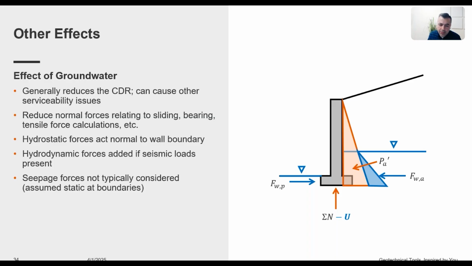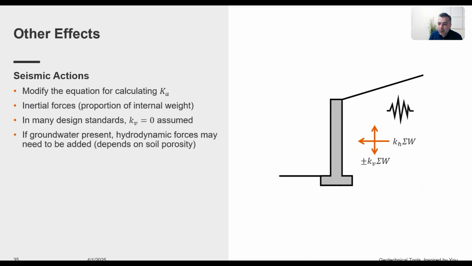There are other effects, for example, the effect of groundwater. Groundwater generally reduces the CDR and can cause other serviceability issues as well. It reduces the normal forces relating to sliding, bearing, and tensile force calculations. Hydrostatic forces act normal to the wall boundary. You can see FWA here. Hydrodynamic forces can be added if seismic force is present, and normally seepage forces are not considered. We assume static water pressure at boundaries.